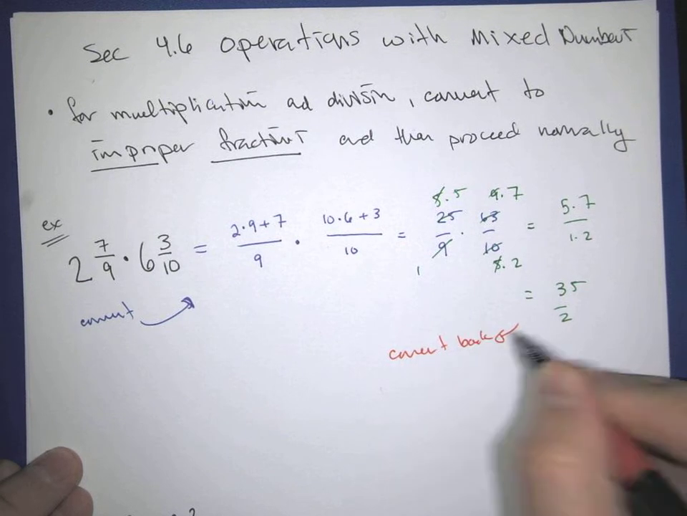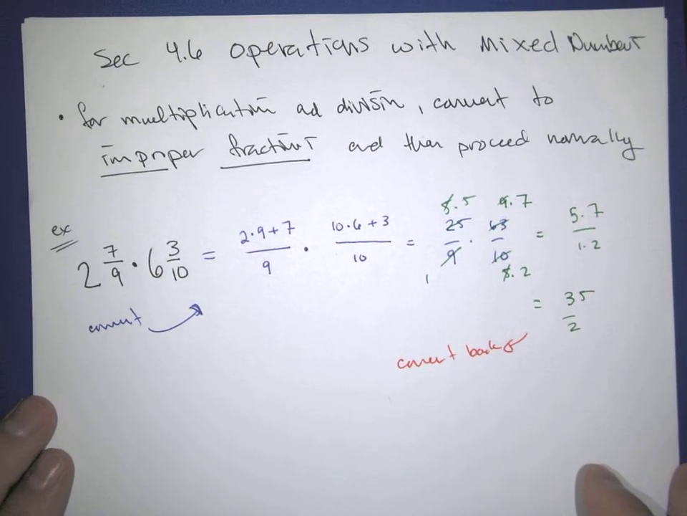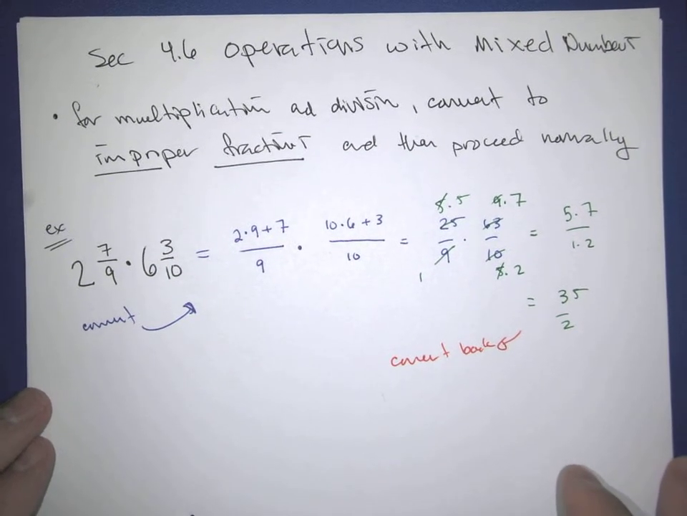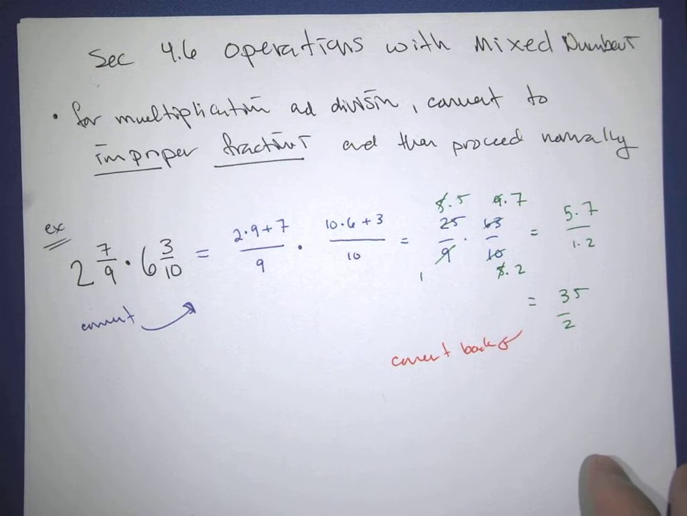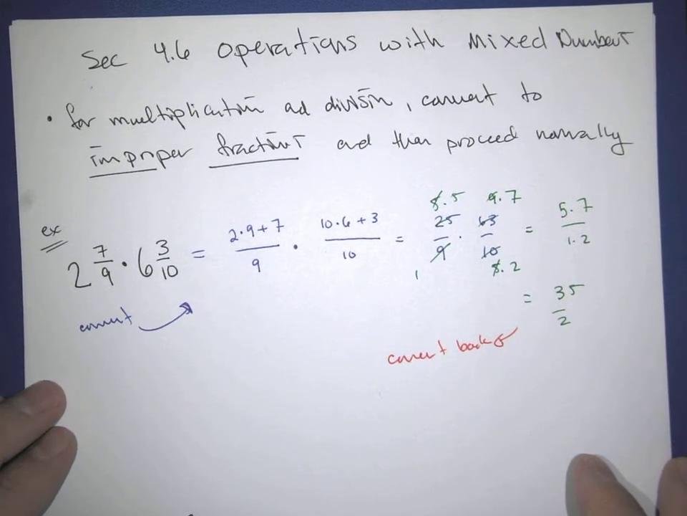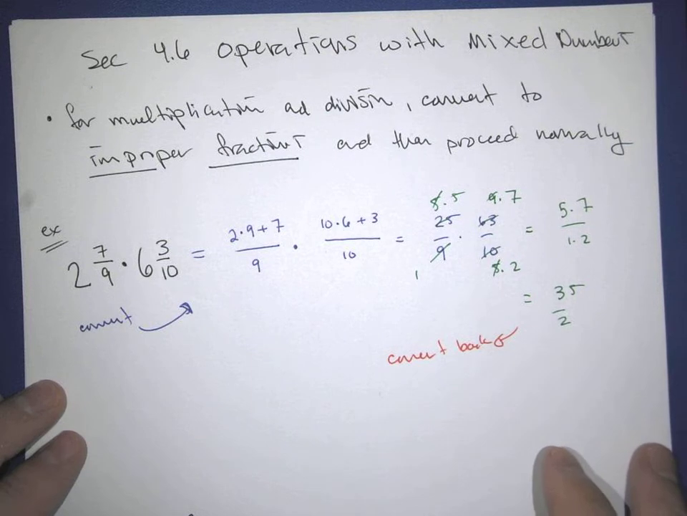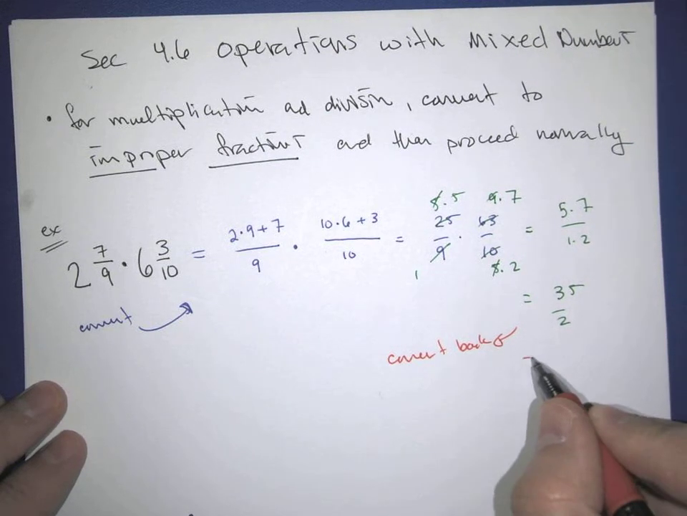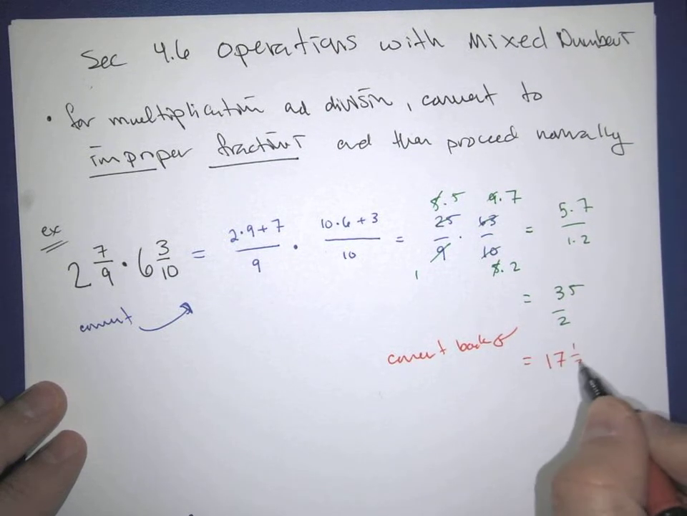So convert this back. So not too bad, right? 2 into 35. What are we going to have? 17 and a half, right? 2 times 17 would be 34. So that's going to be 17 and 1/2.